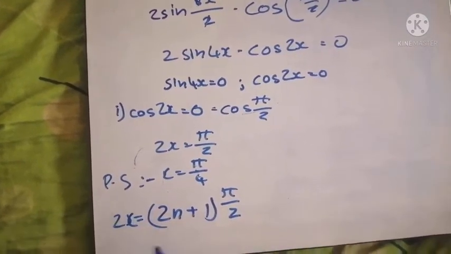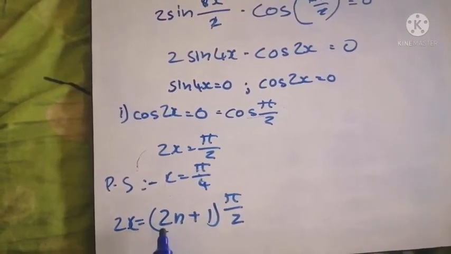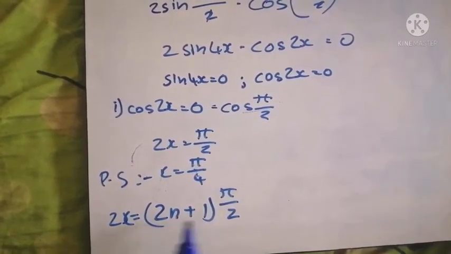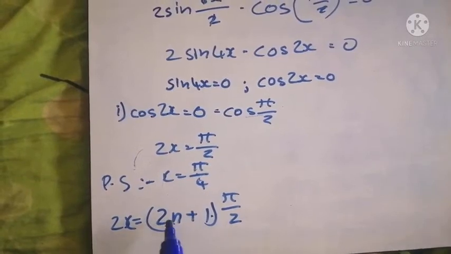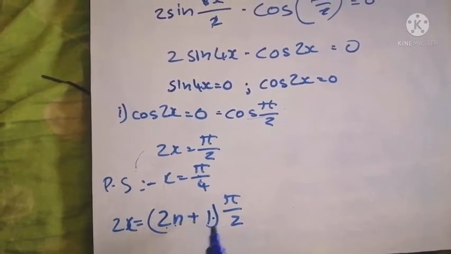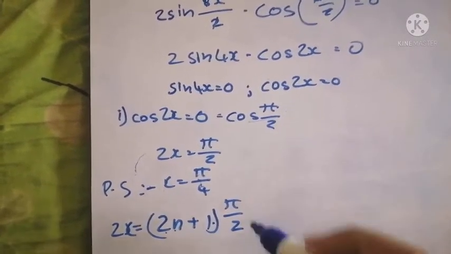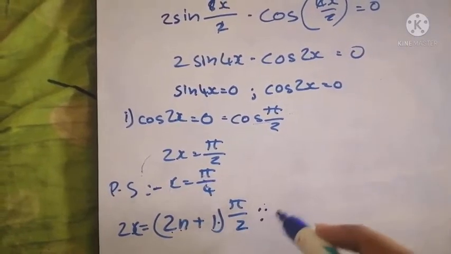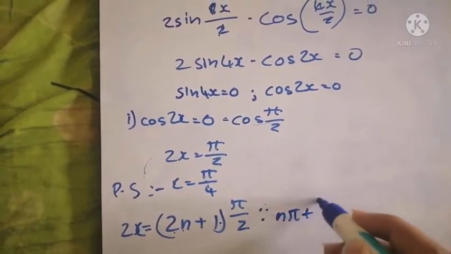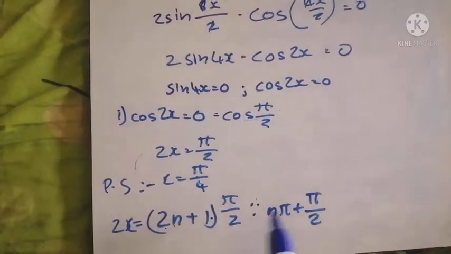2x is equal to (2n plus 1) pi by 2. So I think you know this: 2n plus 1 is equal to pi by 2. If we solve the equation, we will get n pi plus pi by 2. I will write: n pi plus pi by 2 is the general solution, the normal general solution.